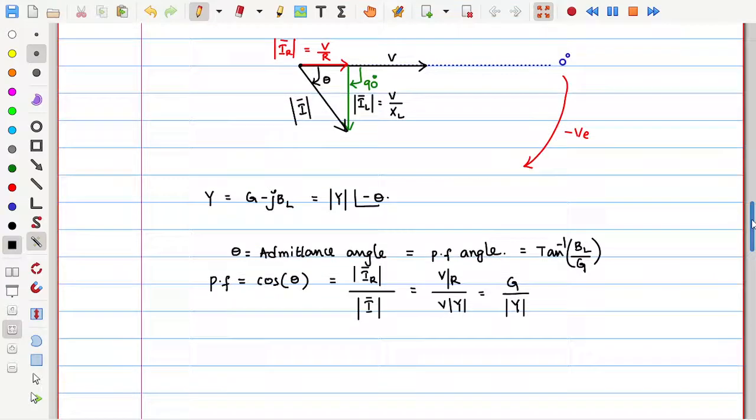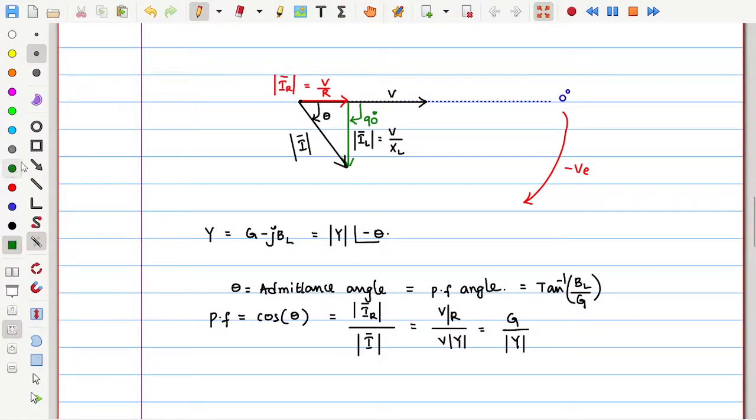So here one can write this in one more form like this. 1 by R is equal to G, so G into V. Whereas 1 by XL is equal to BL, so BL into V. And I is equal to V into Y magnitude. In this way, you can express either in terms of impedance, admittances or conductance, etc., or currents or voltage and the corresponding parameters, these power factors.